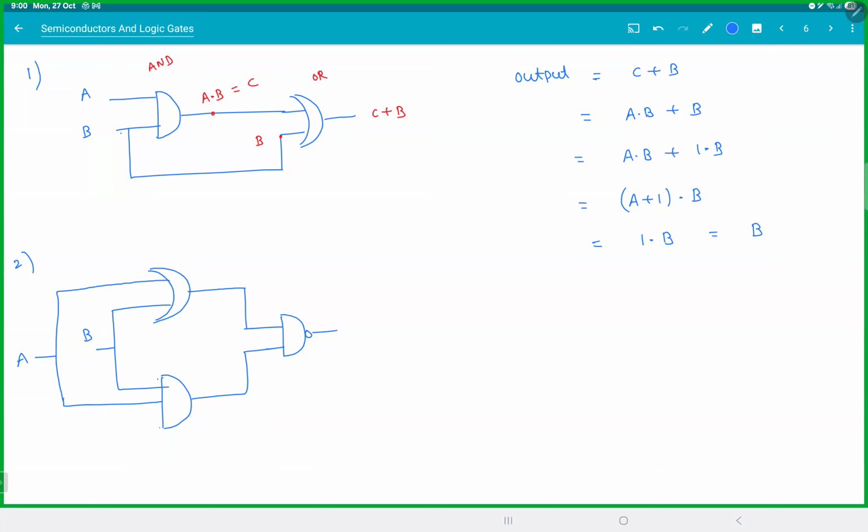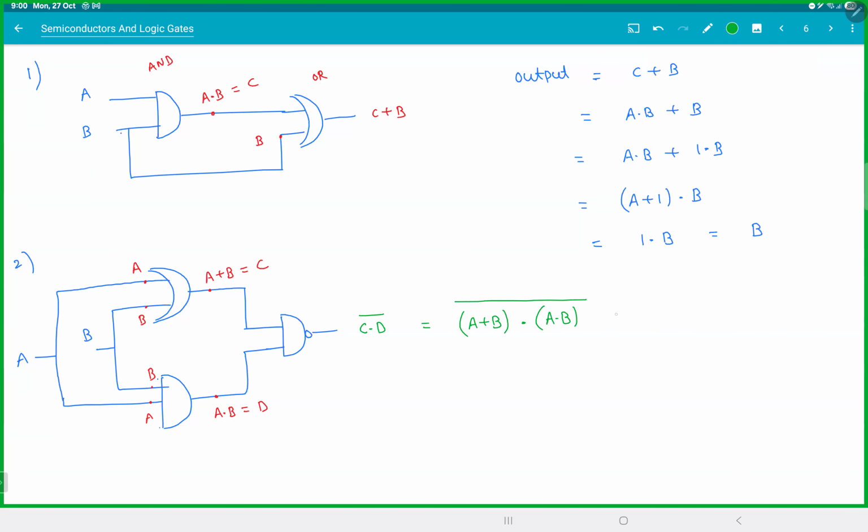See? So you're giving A here, you're giving B here. This is an OR gate, so you get A plus B. For convenience, let's call it C. You're giving B here, and A here. This is A dot B. Let's call this D for convenience. So this is a NAND gate. So this is C dot D whole bar. Agreed. What is C? C is A plus B. What is D? D is A dot B whole bar.